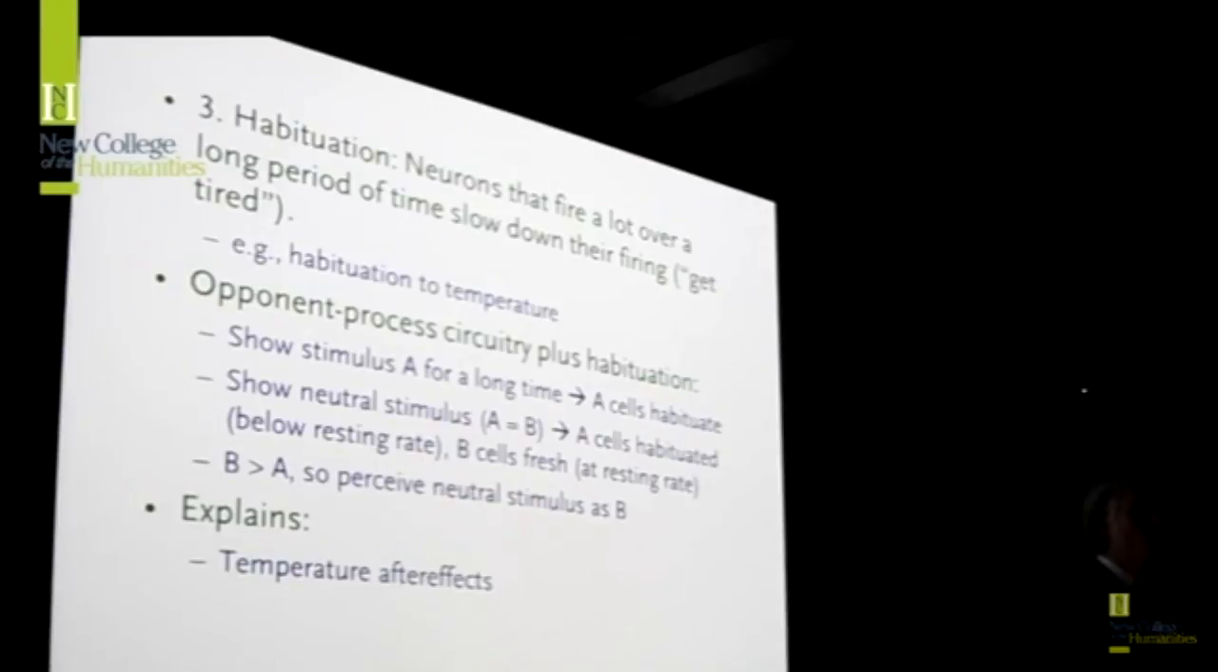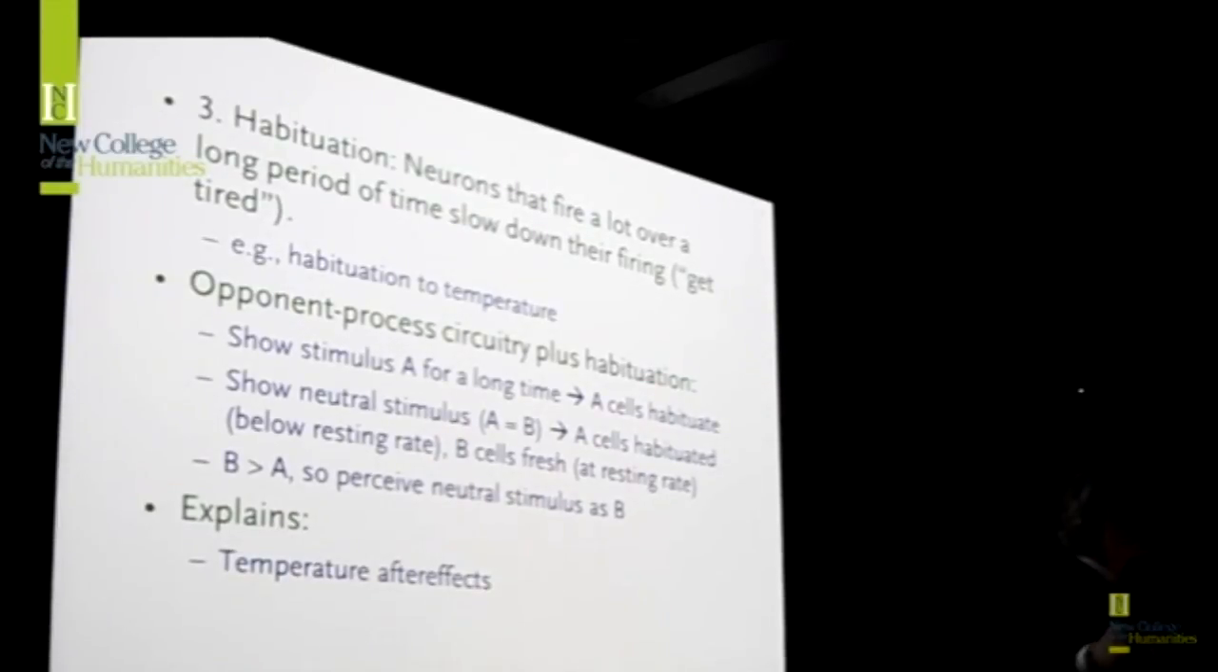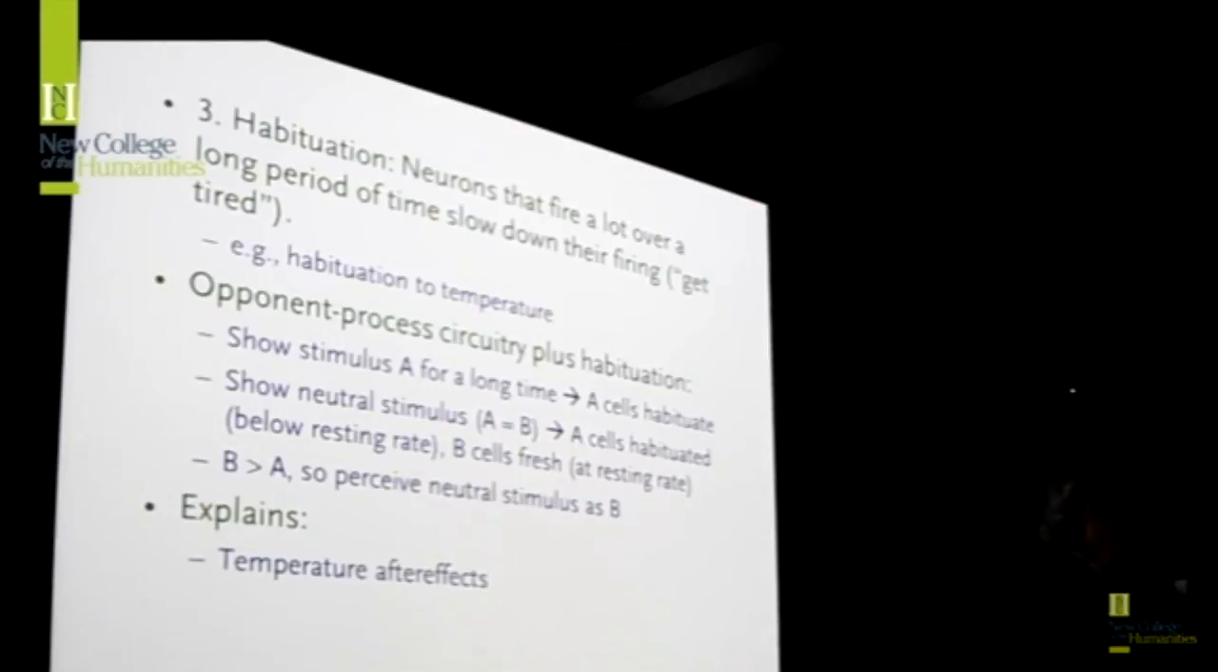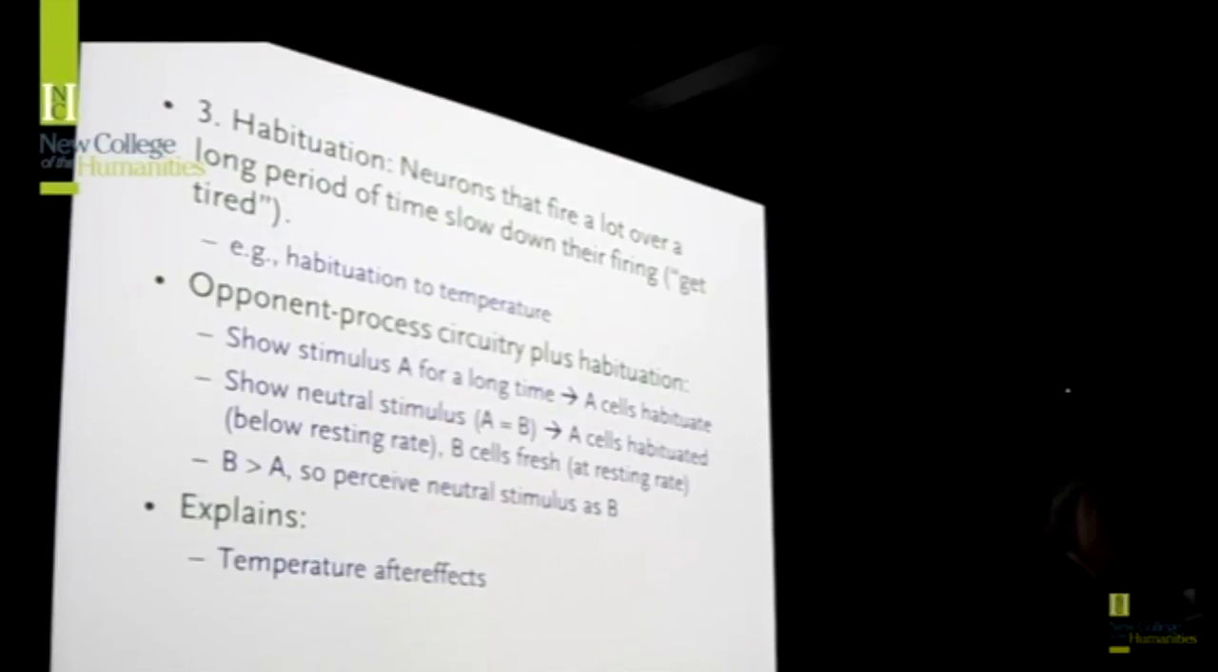You can try this at home. Have a glass of cold water, have a glass of hot water, have a glass of tepid water. Dunk one finger in the cold water, one finger in the hot water. Leave them there for about a minute. Your fingers will habituate. Now you put them in the tepid water. The finger that was in the cold water will perceive the tepid water as hot. The finger that was in the hot water will perceive the tepid water as cold. An amazing sensation.